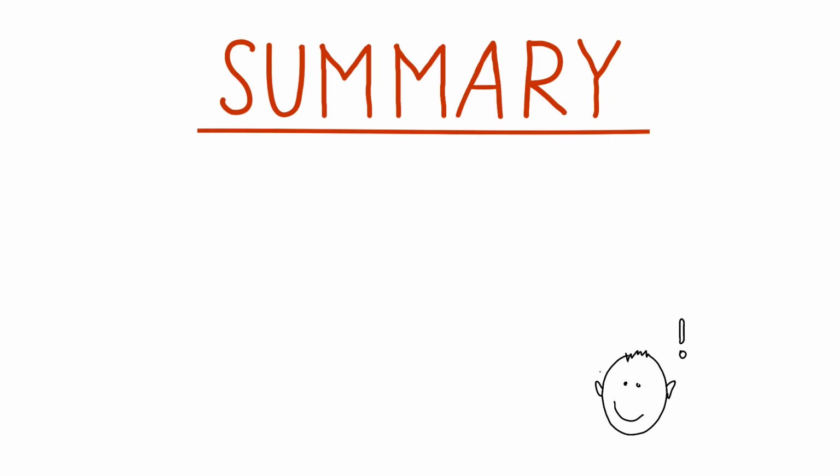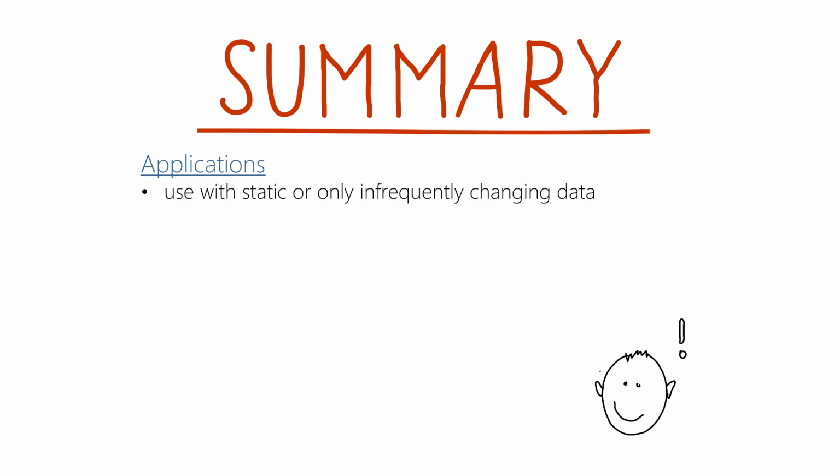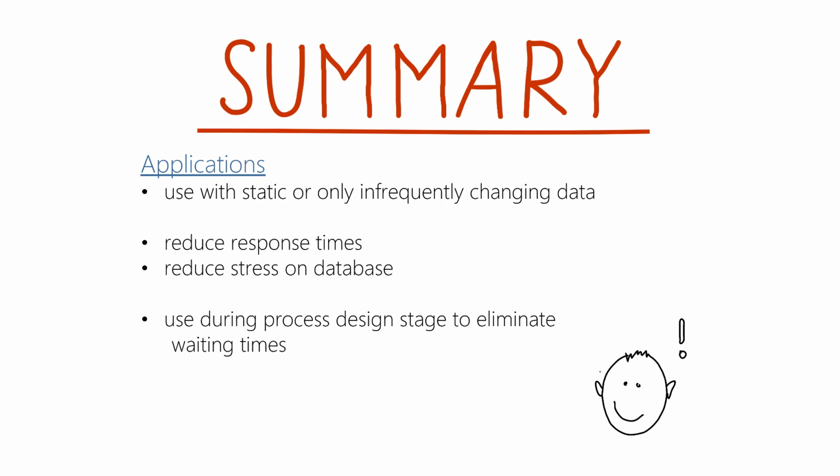We will finish this video with a short summary. Possible applications for the cache operator: use it with static or only infrequently changing data. If there's no new data, there's no need to put stress on your database by constantly accessing it. It will also significantly reduce response times for web services, especially for those with lots of simultaneous users. You can also use the cache operator during the process design stage to be able to quickly try out different ideas without having to wait for the entire data to load each time you change something in your process.